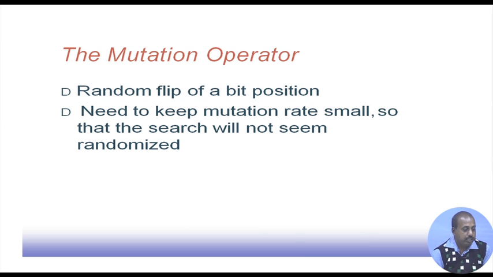It is necessary to keep the mutation rate small, so that the search will not become randomized. If the mutation rate is high, then it shows random behavior, because a large number of bits will randomly change. That is more of a random search, not a directed search, but what we are looking for is that two good individuals give rise to good children. That way the search is being directed by the genetic algorithm. If you make the mutation rate high, that philosophy will be lost. Okay, that will become more of a random behavior.